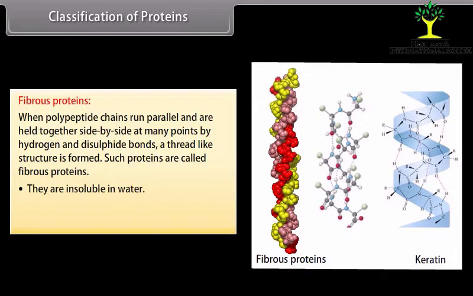They are insoluble in water. They serve as the chief structural material of animal tissues. For example, keratin in skin, hair, nails, horn, and wool.